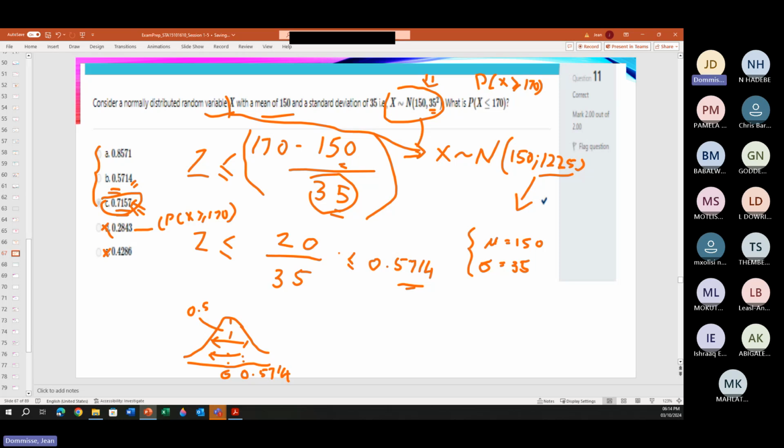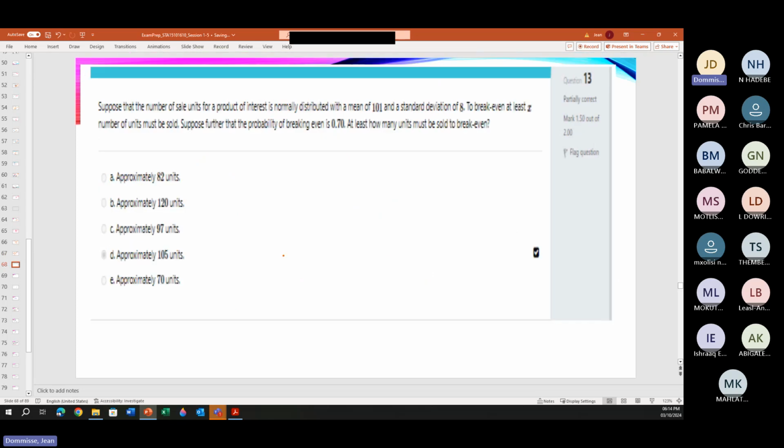Okay, so let's see if there's another question on this. Now it is very much linked to one that we did last time as well. Suppose that the number of sale units for a product of interest is normally distributed with a mean of 101 and a standard deviation of 8. To break even, at least X number of units must be sold. Suppose further that the probability of breaking even is 0.7. At least how many units must be sold to break even?